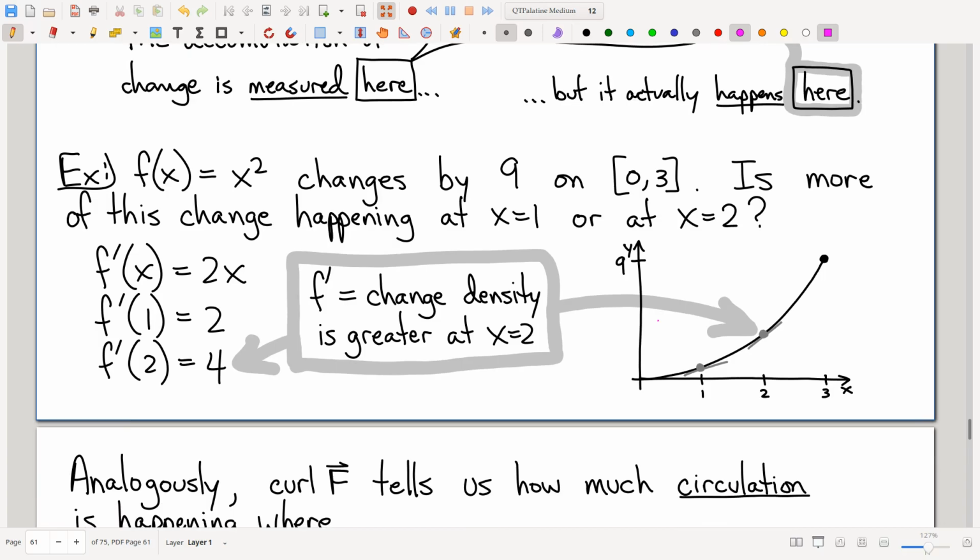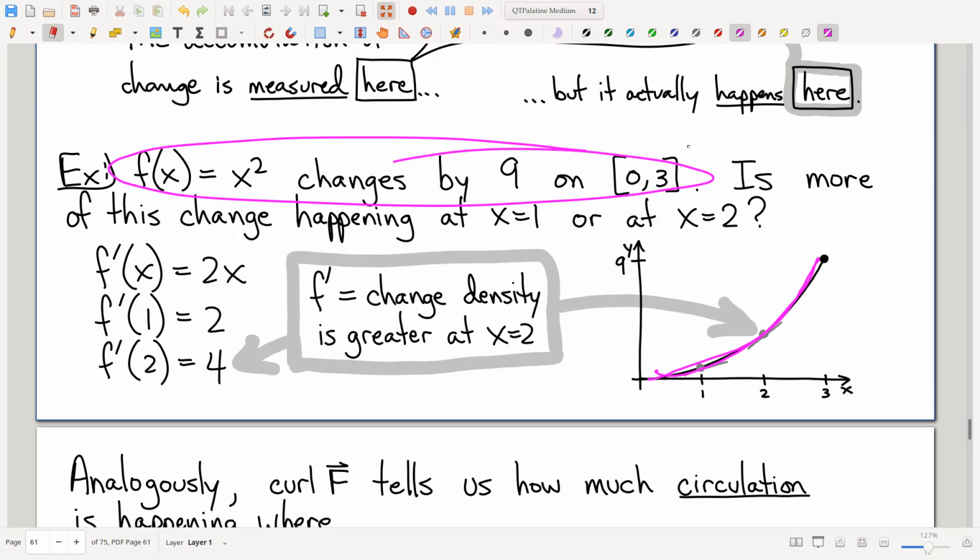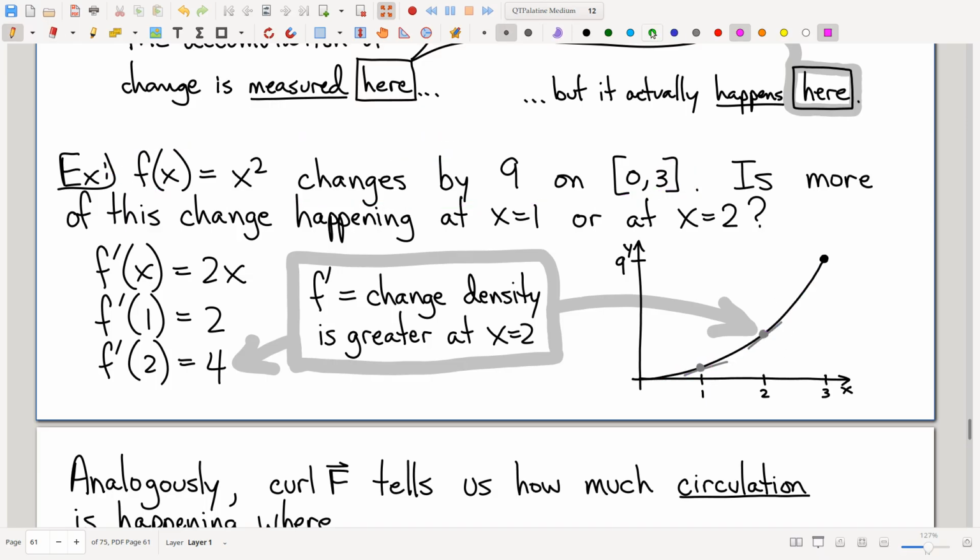Real quick example, by the way, before we abandon the single variable case. Let me just point out explicitly, we've got an example here. Here's a function, interval from 0 to 3, total change is 9. How much of that change is happening at the point x equals 1, versus how much of the change is happening here at x equals 2? And obviously, when I say how much change is happening at a point, I mean near the point.